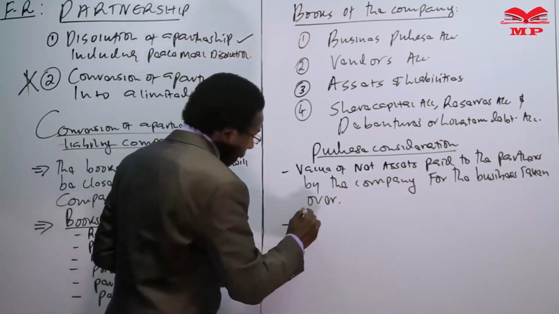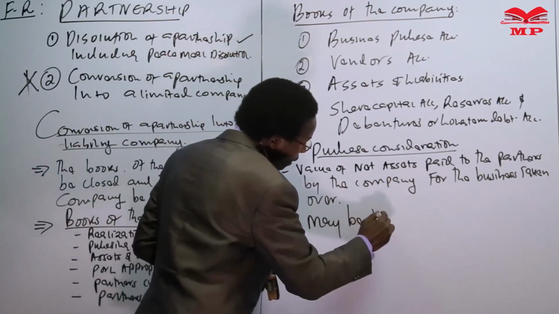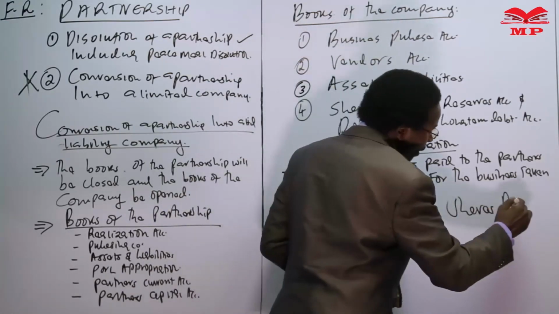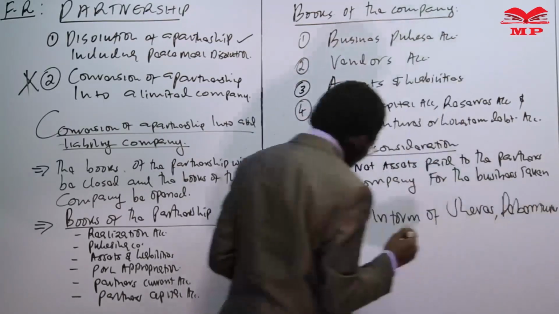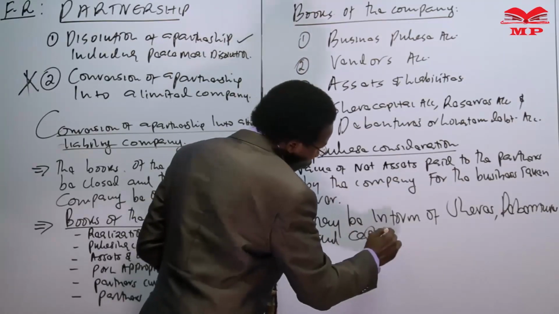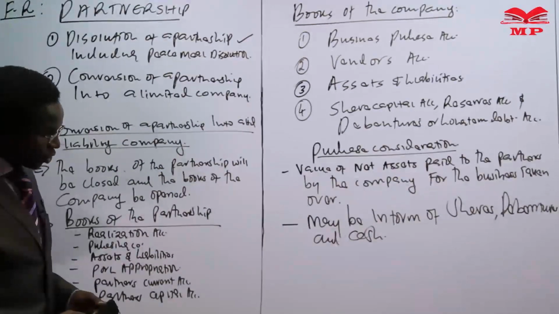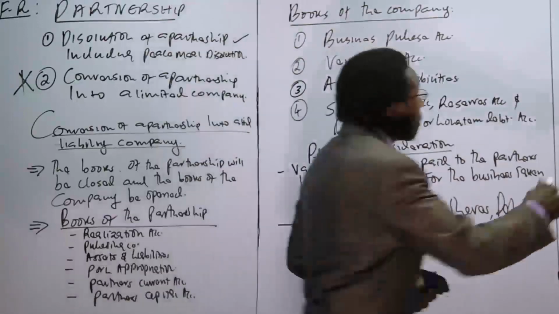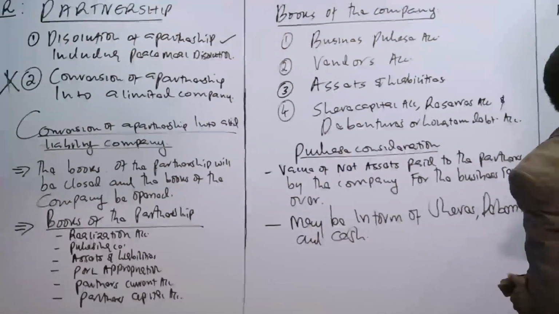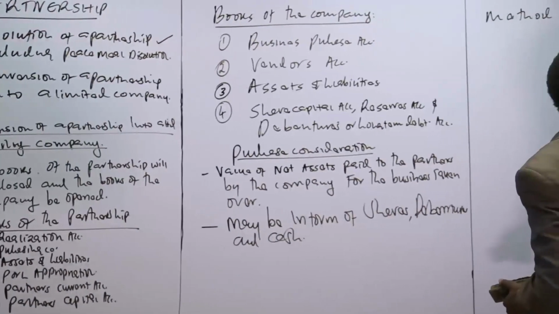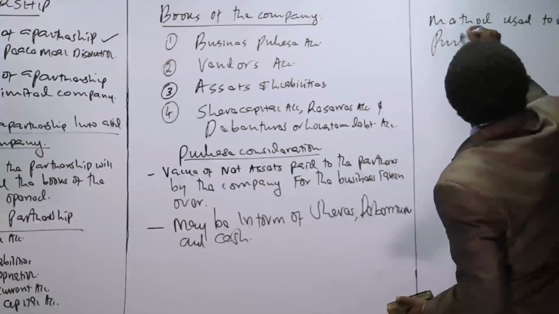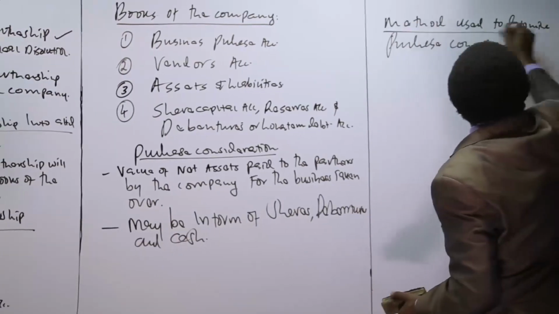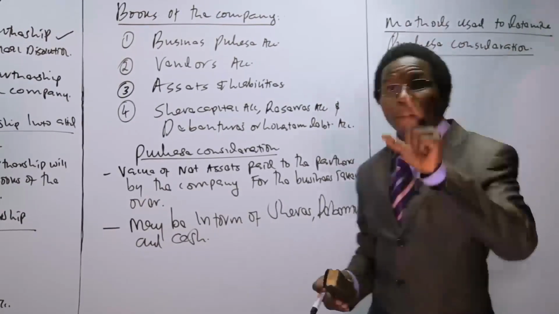Now, purchase consideration may be in the form of shares, debentures, and even cash. It can be on a cash basis. That's the purchase consideration. There are many methods which will be used to calculate the purchase consideration. Methods used to determine purchase consideration. There are many methods used to determine purchase consideration.